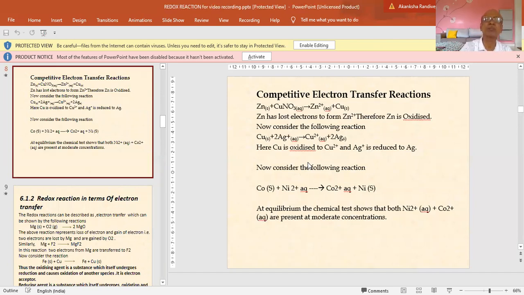Now let us study the competitive electron transfer reactions. Here zinc plus copper nitrate gives zinc 2 plus plus Cu. In this reaction, zinc has lost electrons to form Zn2 plus, and therefore zinc is oxidized because it has lost electrons. In this reaction, zinc lost electrons, so zinc undergoes oxidation.